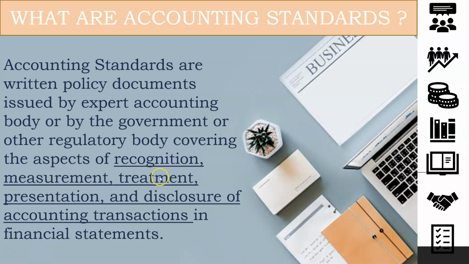Say what will be the treatment in the profit and loss statement of the company, the trading account, as well as the balance sheet. Then its presentation, how do I have to present it, and disclosure of the accounting transactions in financial statements. So accounting standards tell us and govern the transactions of a particular kind. There are many types of accounting standards. They are listed in the next slide.